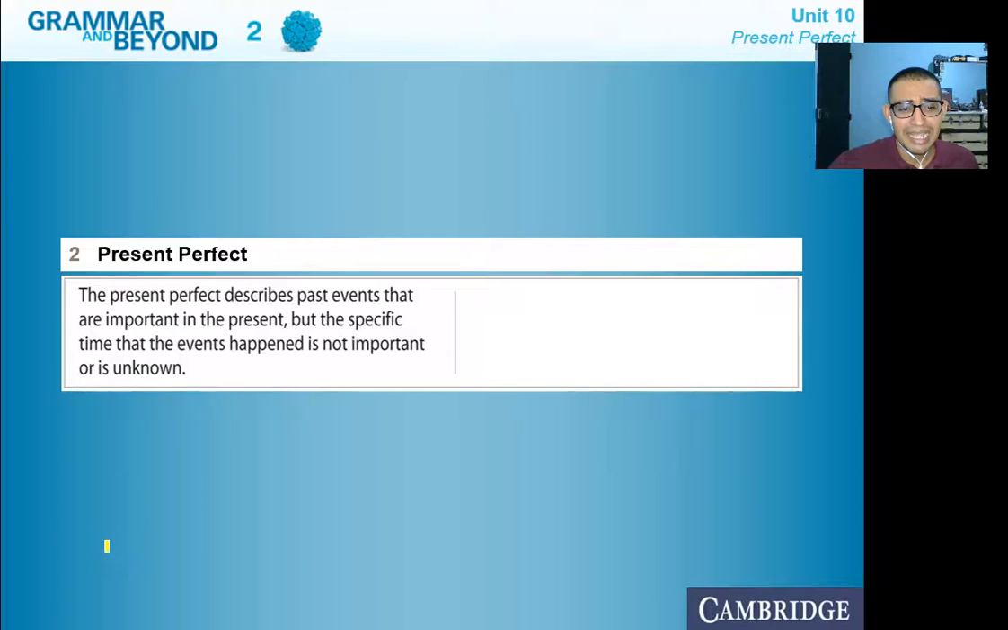So first, I have a definition here of the present perfect. It says the present perfect describes past events that are important in the present, right? But the specific time that the events happened is not important or is unknown. These are the key points when we talk about the present perfect.